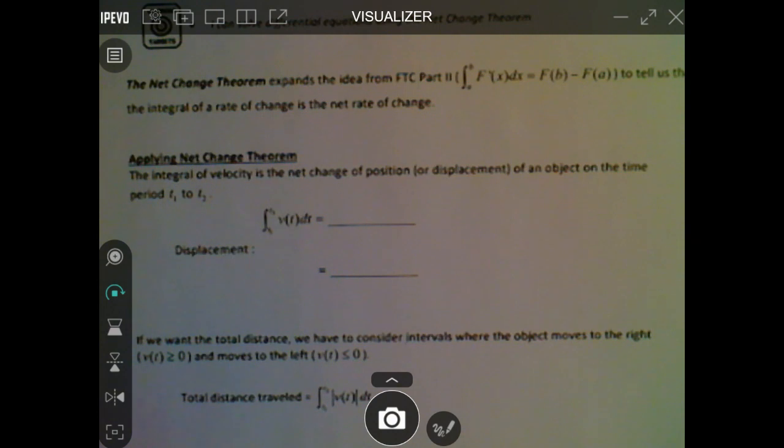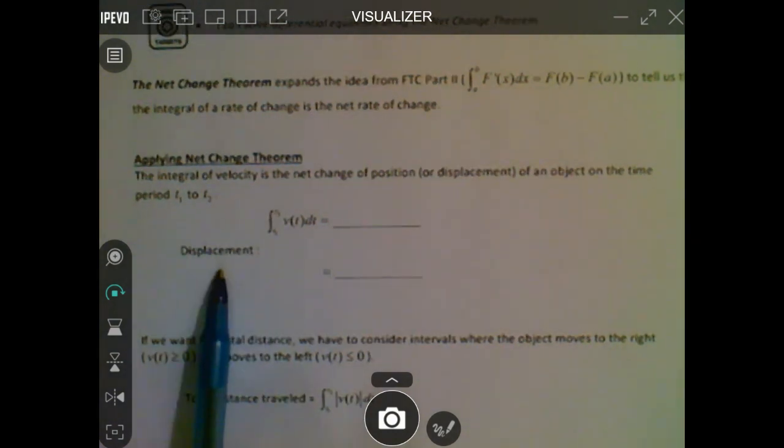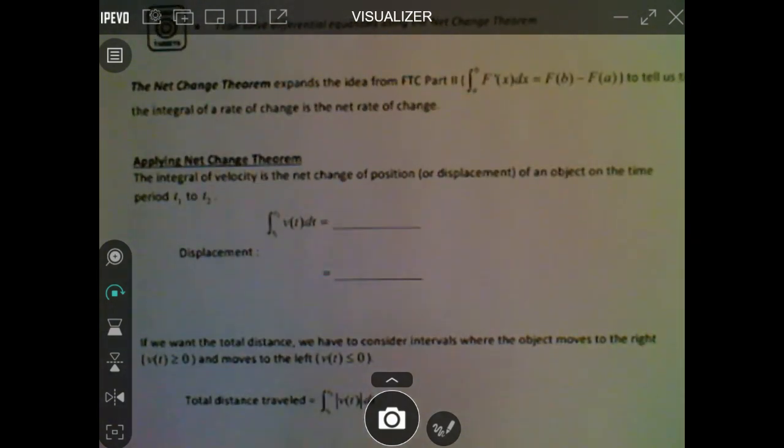So, we're going to be talking about this in two pieces. We're going to be talking about what the difference between displacement and total distance is going to be.